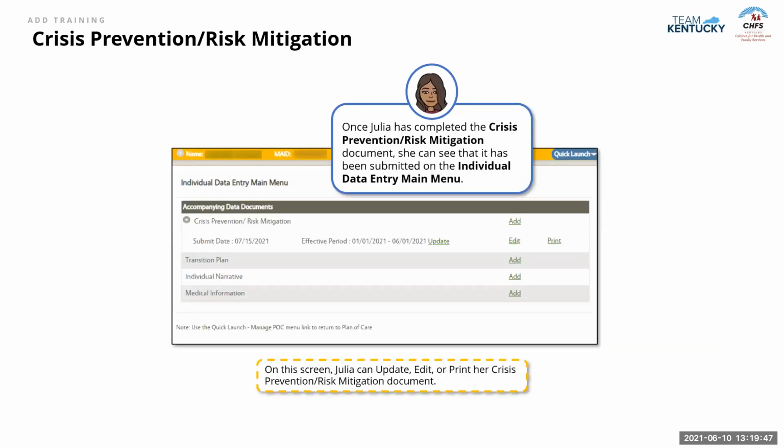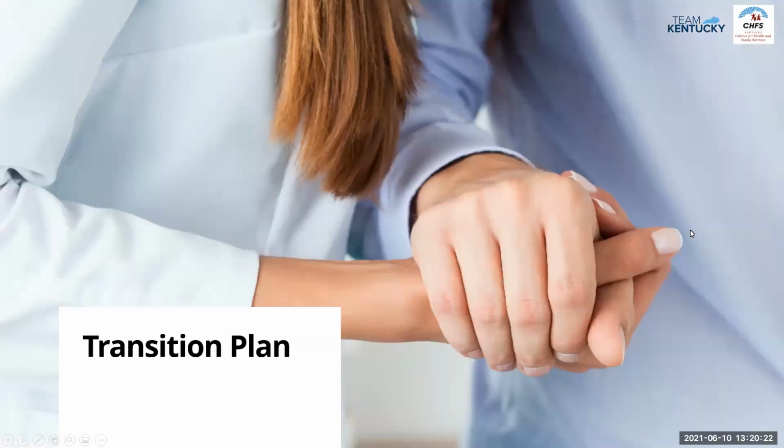And once she's completed all of the necessary information, she can see that it has been submitted on this individual data entry main menu screen that she was brought back to. So as you can see here, there's a submission date as to when Julia uploaded this specific document. You can see the effective periods that she entered at the beginning of the document, as well as the update, add, edit, and print functionalities on this screen that she can take advantage of if she needs to. We'll go ahead and move forward onto the next document, and that's going to be the transition plan.